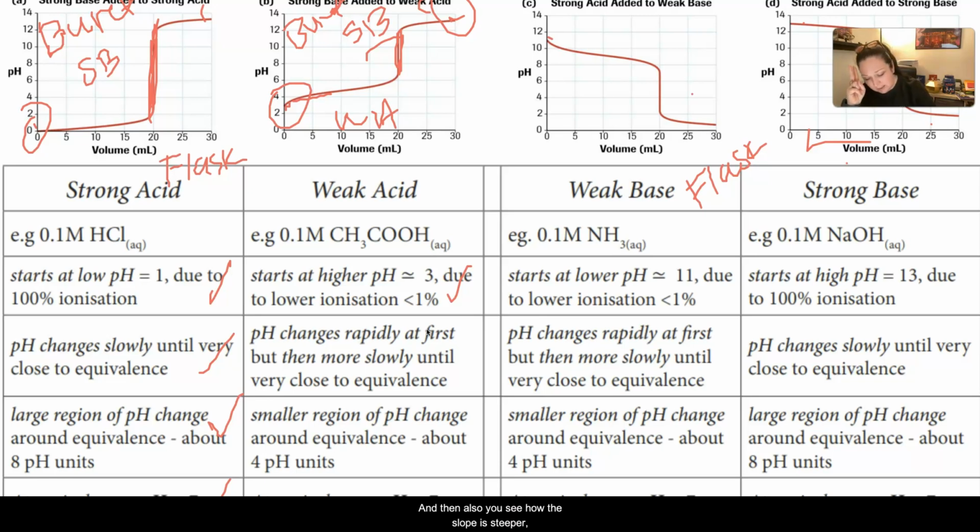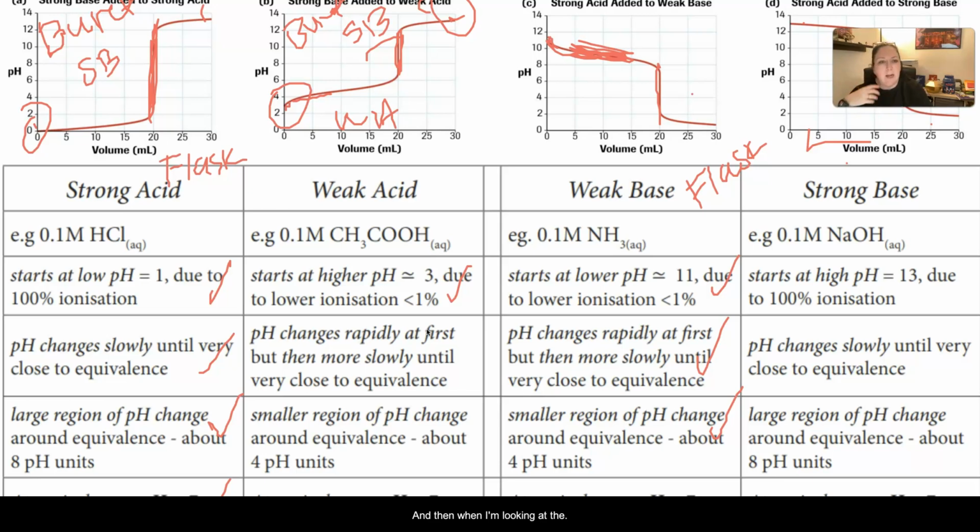And then also you see how the slope is steeper and then it levels out. Steep. And then the buffer happened. Why? What's the buffer? It's because it was a weak base and its salt is in that buffer region. Here's your buffer region right here. Okay, so the pH is around 11. The pH changes rapidly at first and then slows down. Buffer. All right, it has a smaller inflection zone.